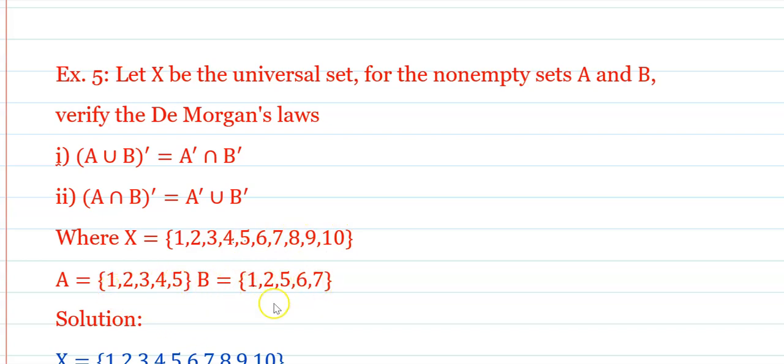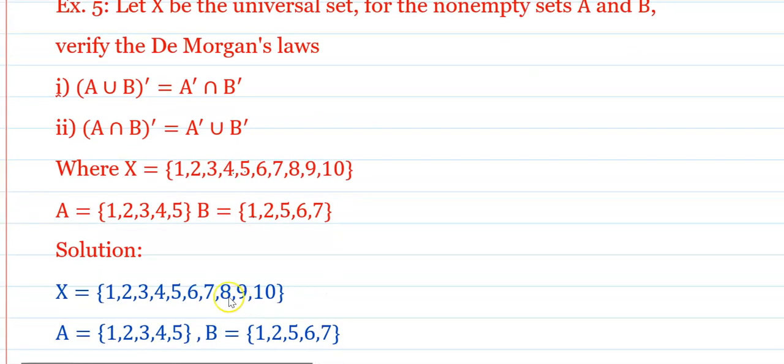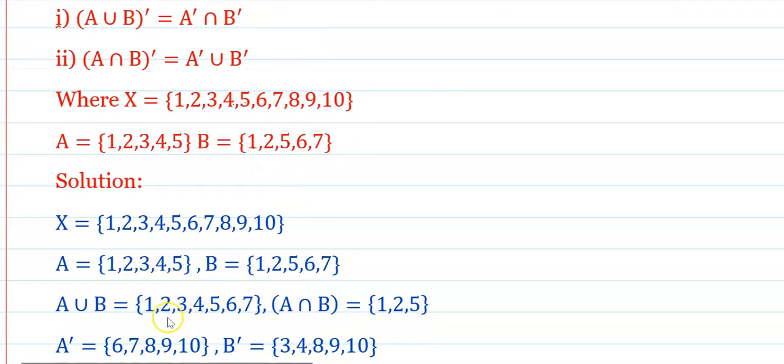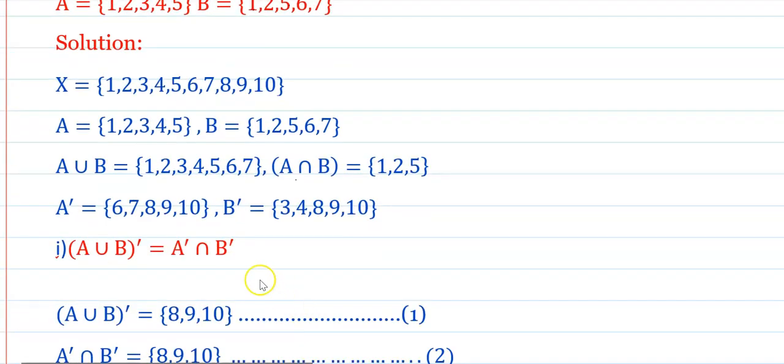1, 2, 5, 6, 7. Okay. Now first we find out the A union B. This is the A union B. Now their intersection is 1 to 5. Now A complement is 6, 7, 8, 9, 10, the elements which are other than A but they are in U. B complement, these are the elements which are not in B but they are in U.